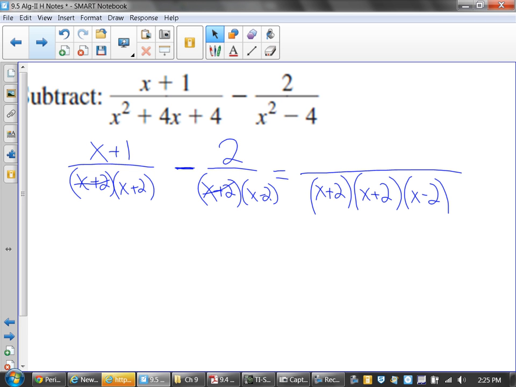All right? Now, my common denominator is going to be x plus 2, x plus 2, x minus 2. The first fraction is missing what? An x minus 2. Very good. So you have x plus 1 times x minus 2, minus, what's the second fraction missing? x plus 2.